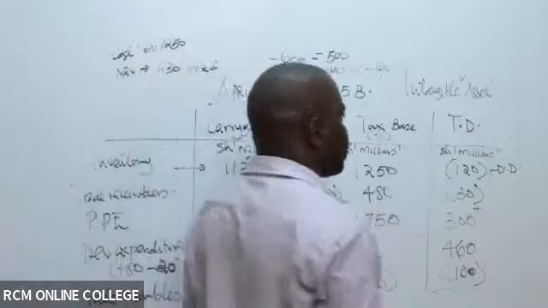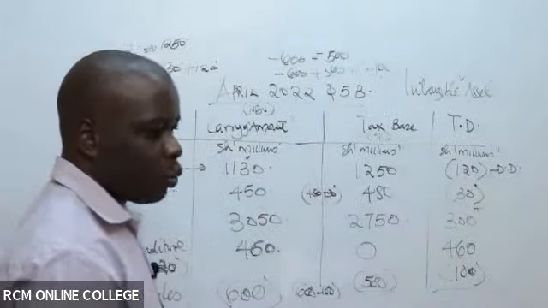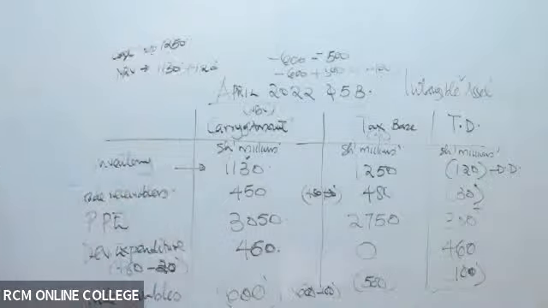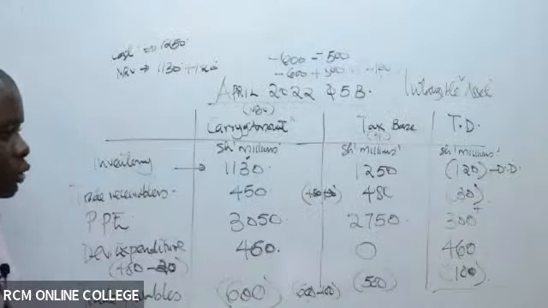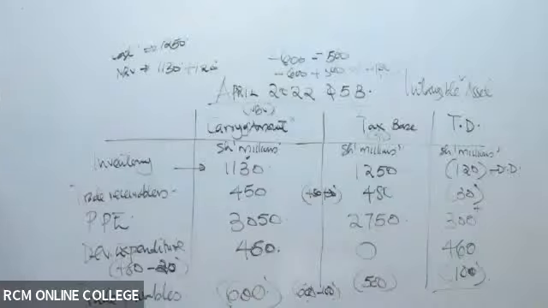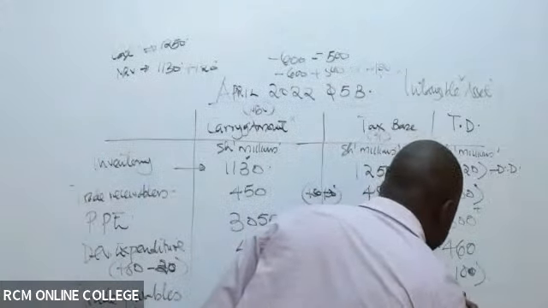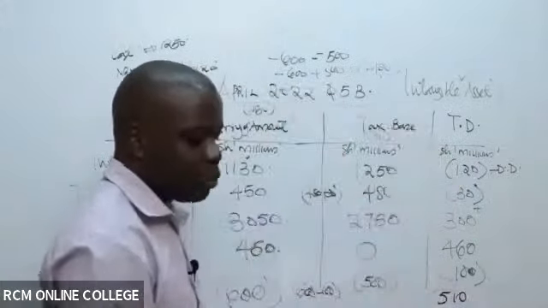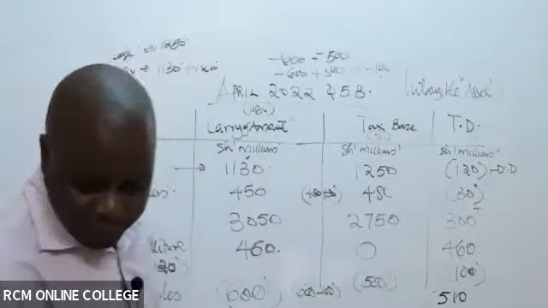So you can get the total. The total will give you the total temporary difference. So what is the total temporary difference? The total temporary difference is 510. It's actually 510. So that is the total temporary difference.